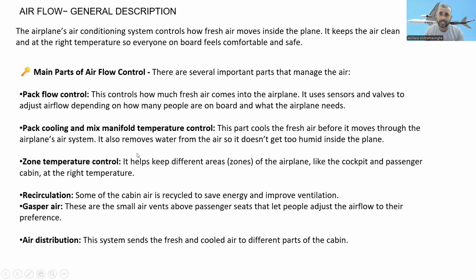Now the zone temperature control helps keep different areas, zones of the airplane like the cockpit and passenger cabin, at the right temperature. In recirculation, some of the cabin air is recycled to save energy and improve ventilation. And Gasper air, these are the small air vents above passenger seats that let people adjust their flow to their preference. That is called the Gasper air. And the air distribution system sends the fresh and cool air to different parts of the cabin.